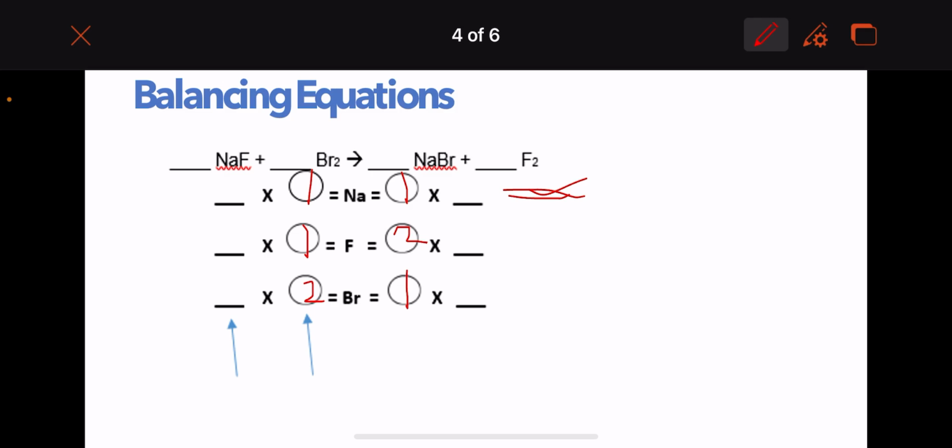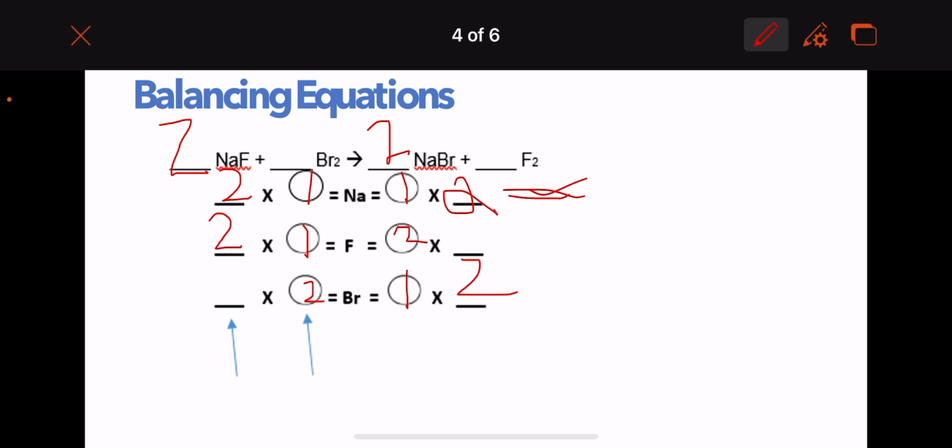So I'm going to put a 2 up here as my coefficient. And I'm going to go ahead and say, okay, well, now I've got 2 fluorines, but it also changed my sodiums. So I'm going to come back up here and say, okay, let's look at this. I've got 2 sodiums here now. So now I have to come to the product side. I'm going to put a 2 in front of this sodium. And here we go. I've got 2. My fluorines look good. And now, I have 2 bromines as well now that I changed that.